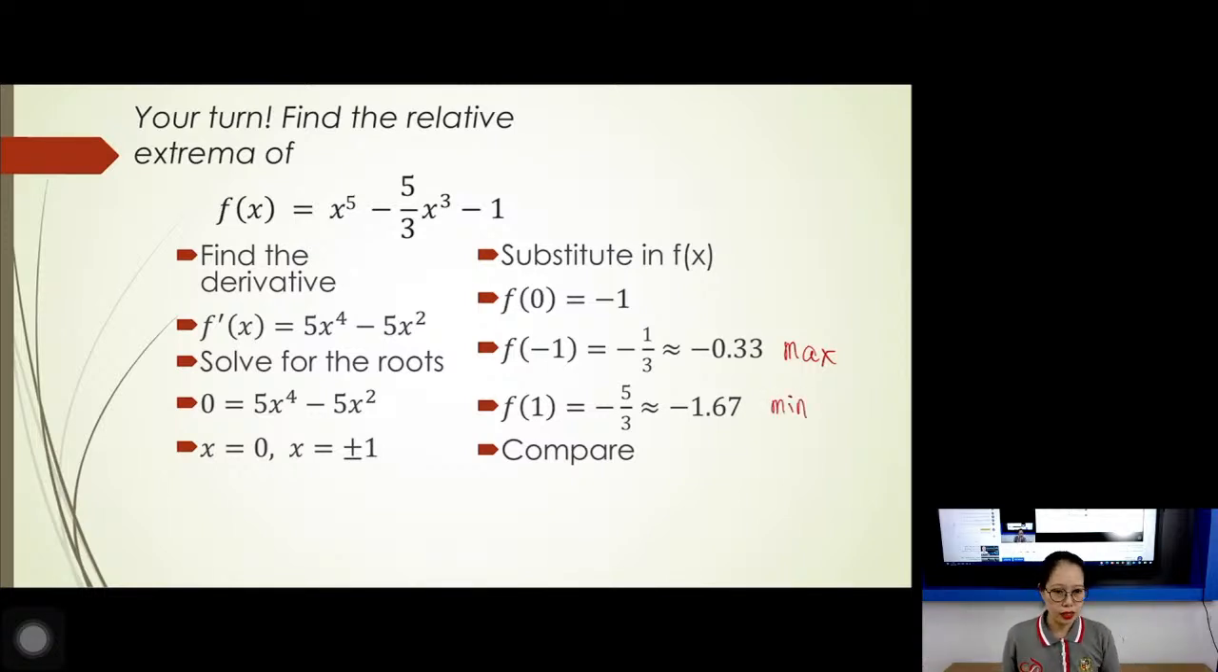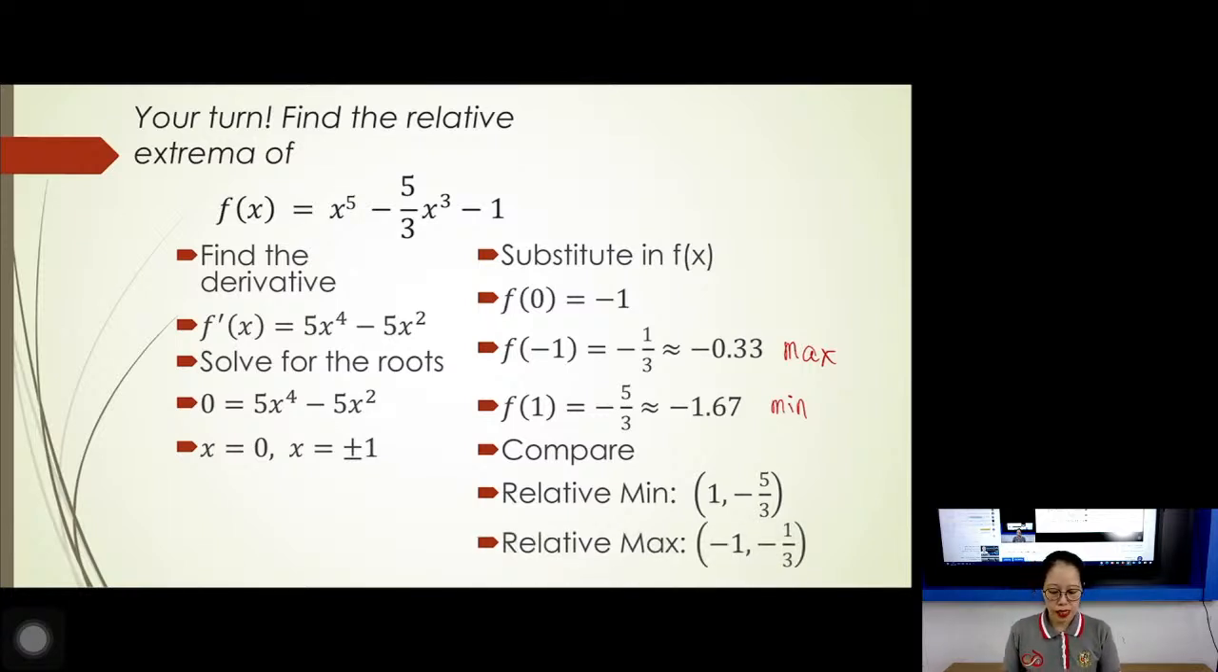Yes, very good. After identifying your max and min, then go on and write your answer. So relative min is what we have. You can write it as an ordered pair this time. So we have x is 1 and the value of y is negative 5/3. That's correct. And of course our relative max is at negative 1 and negative 1/3. Very good.